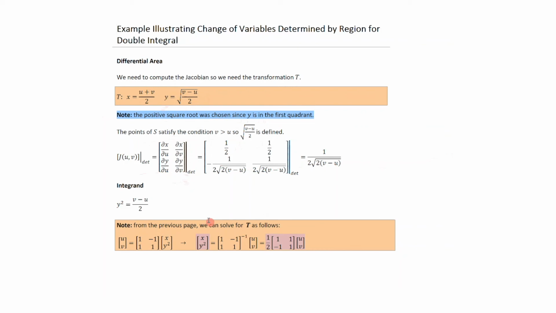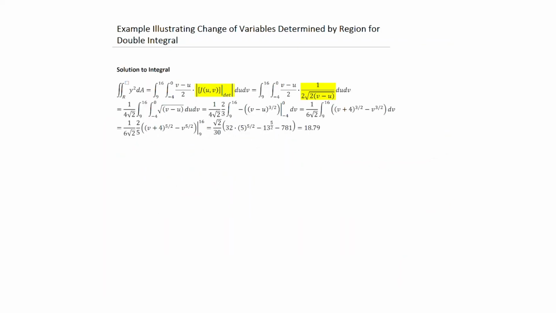We now just have to transform the integrand, so y squared in terms of v and u will just end up being this expression. We get that by just squaring this, and that just becomes (v minus u) over 2. All right, so the rest is mechanics now.